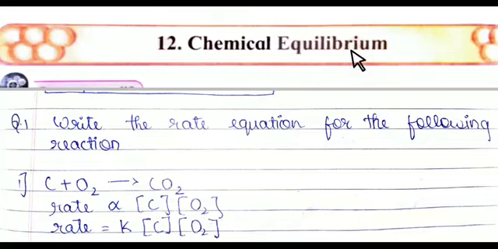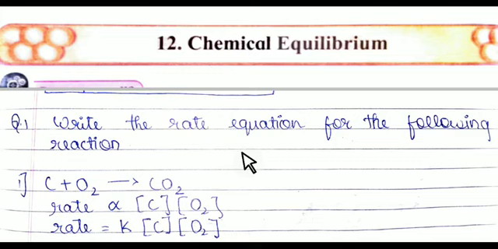Today we are going to study the numerical problems from chapter number 12, Chemical Equilibrium. Now the first numerical problem is: write the rate equation for the following reaction. See, this is the reaction, and students always remember, the rate equation always depends on applying the law of mass action.